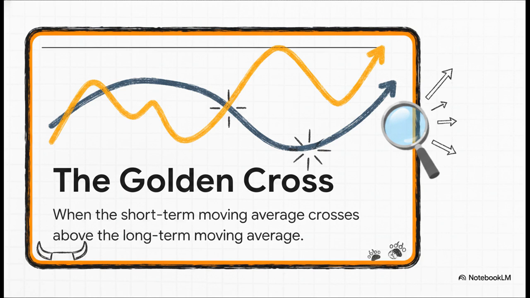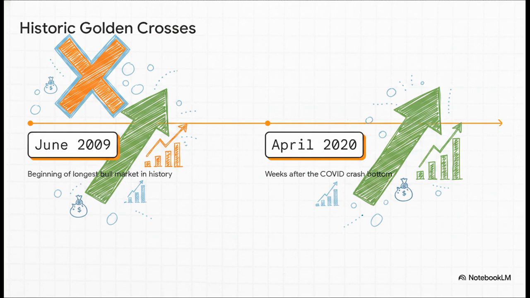It happens when the short-term moving average, usually the 50-day line, crosses directly up and over the long-term moving average, the 200-day line. So what is this actually telling us? Well, it means the recent short-term momentum of the stock has officially shifted from bearish to bullish. It's mathematical proof that the sellers, the bears, are losing their grip on the market and the buyers are firmly taking control.